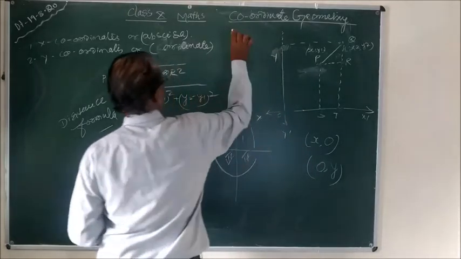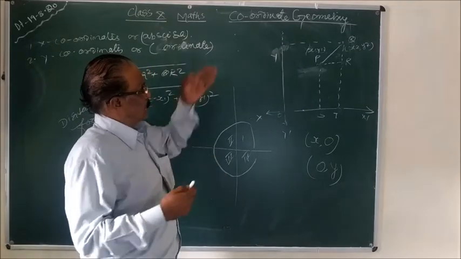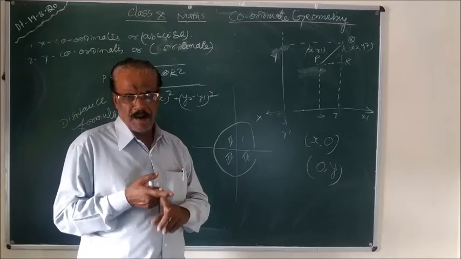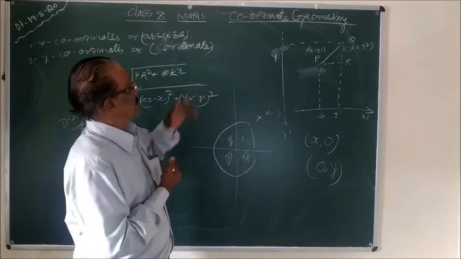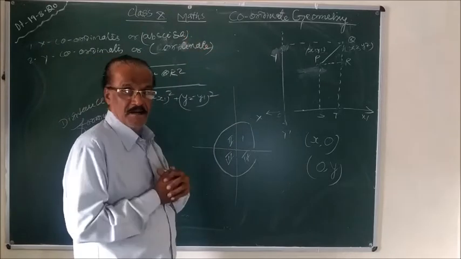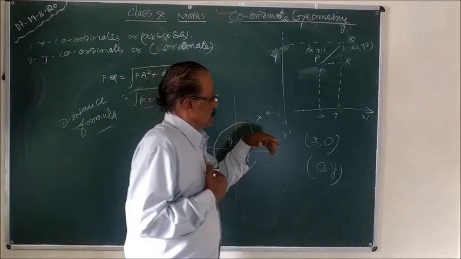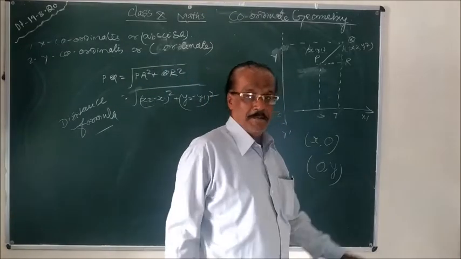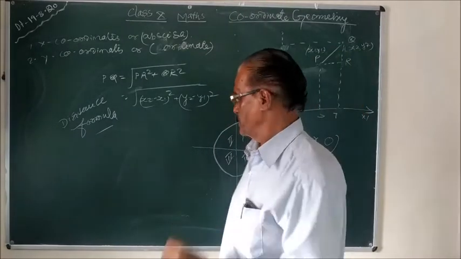Suppose this is a point on the blackboard. If I ask you where the point is, you cannot determine the actual position of the point. You can simply say, sir, this is nearly in the center, nearly, not accurate. But if we want to know the accurate position of the point, coordinate geometry is useful and important.